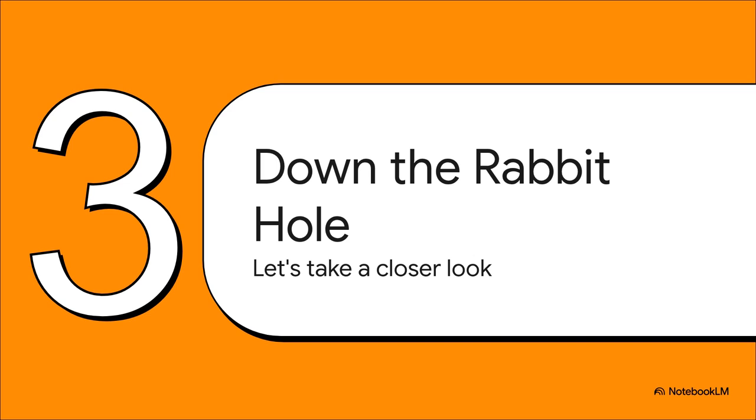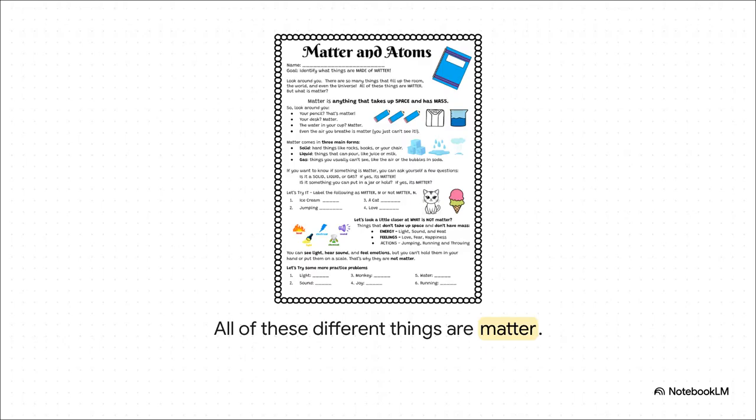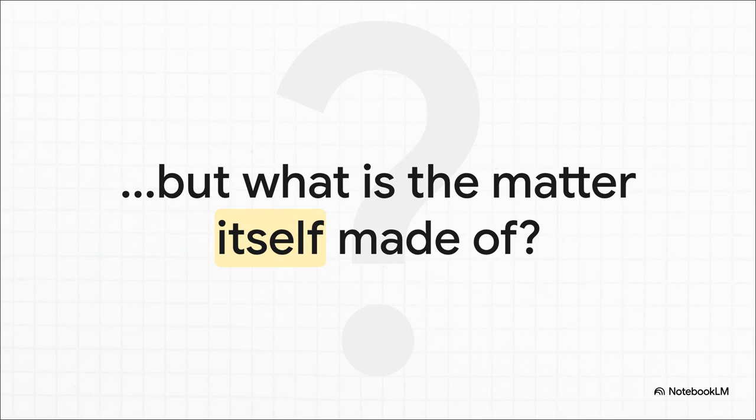So now, we're going to zoom in. I mean, way, way in. It's time to go down the rabbit hole and see what matter itself is made of. Just look at all these different things. A scoop of ice cream, a cat, a beaker of water. They couldn't seem more different, but they all share that one core identity. They're all matter. Which of course leads us to the real mystery. If all this wildly different stuff is made of the same basic stuff, then what's the secret ingredient? What are the tiny bits that build everything?